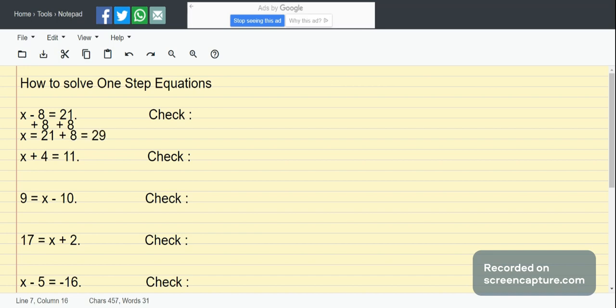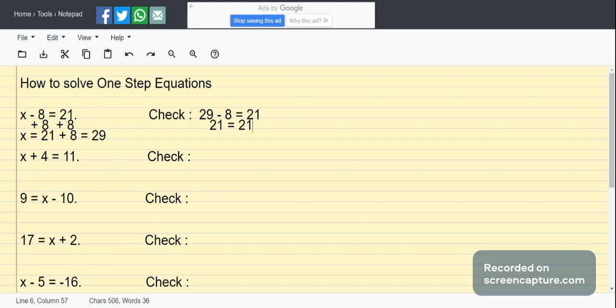So x equals 29. To check if 29 is the correct answer, you substitute the 29 into x. So 29 minus 8 equals 21. If this is true, that means 29 is the correct answer for this problem. Yes, 29 minus 8 equals 21. So 29 is the correct answer in this problem.